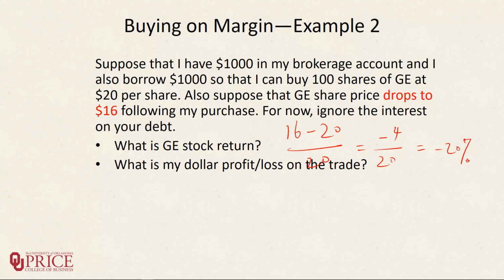What's the dollar profit or loss on the trade? Like I said before, when we borrow money to trade, all the losses and gains are on us. In this case, it's a loss, so that's all on us. 100 shares times a $4 loss per share, so that's a loss of $400.